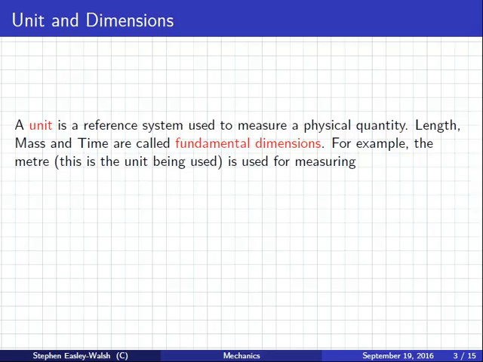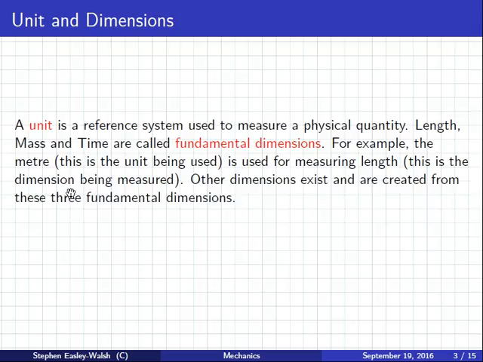So, for example, the meter, that's called the unit, and that's measuring length, which is called the dimension. So, can you see the difference between the two? The meter is what's called the unit, and the length is what's the dimension. Can you see the difference? Yeah? So other dimensions exist, and they're created from these three fundamental dimensions. For example, area is length squared, for example.